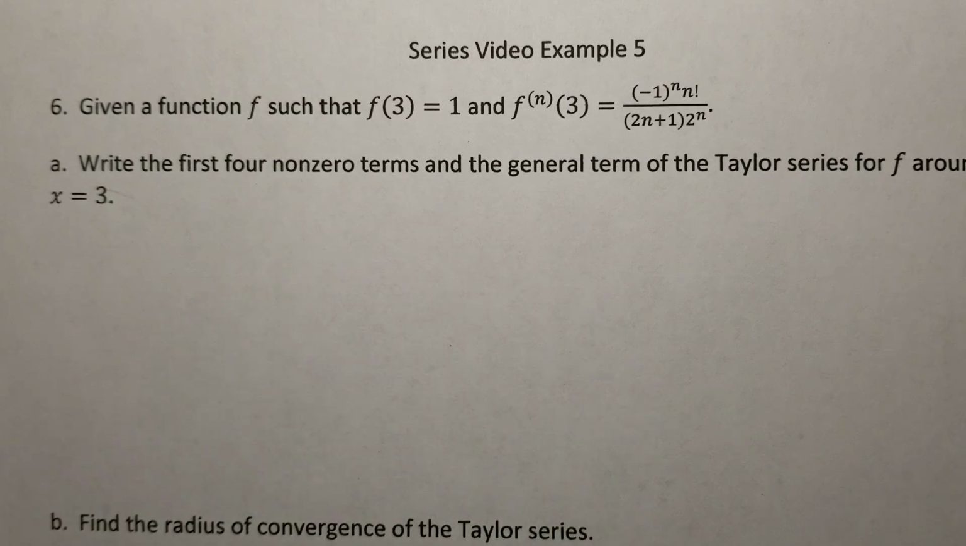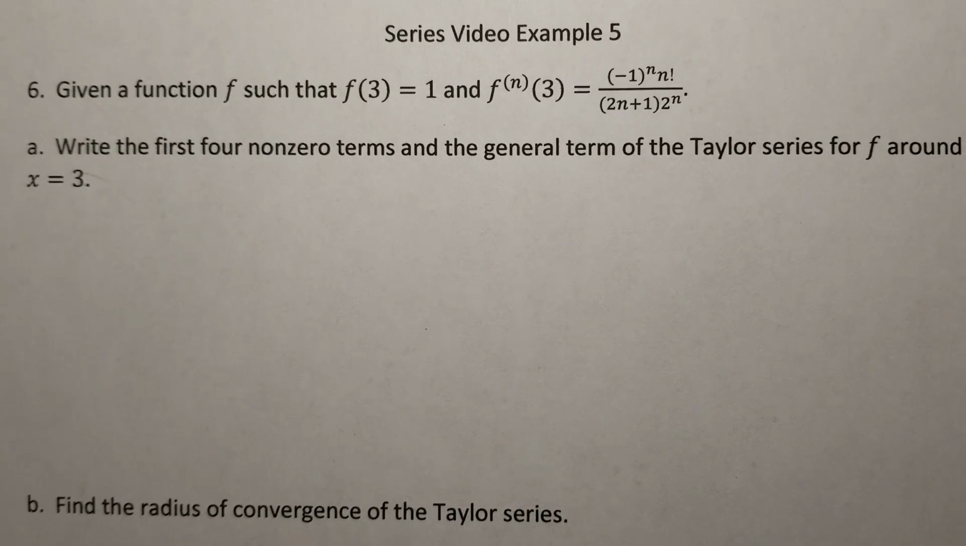All right, let's do series video example number 5. The stem of the problem says, given a function f such that f of 3 equals 1, and the nth derivative at 3 is given by the nth term there. A says, write the first 4 non-zero terms and the general term of this Taylor series of f around x equals 3.